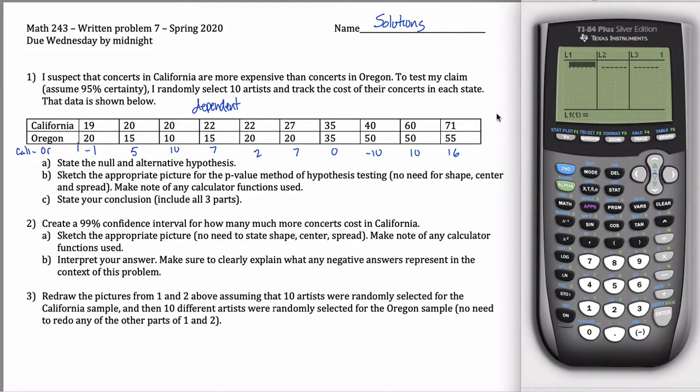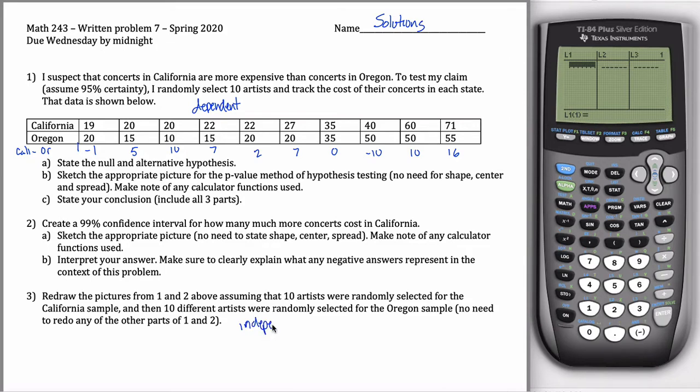And the reason I'm going to do that is because I know, since I wrote this problem, that later on in part 3, you're going to have to redo this, assuming that it's independent data. So eventually, for independent data, we will need to know the California and the Oregon, not just the differences between the two. So that's what I'm going to do now.